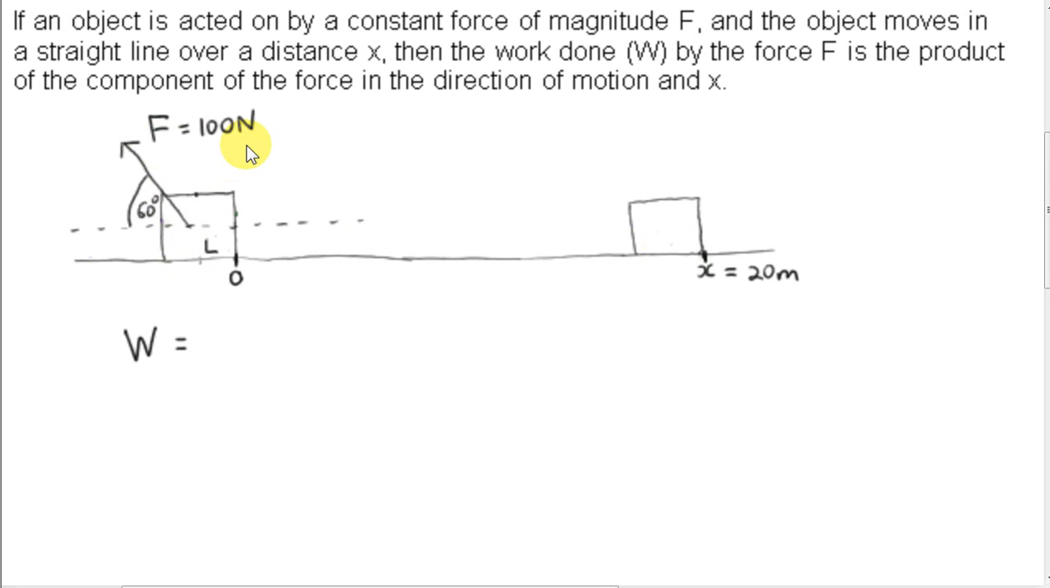Let's get the work done on the object by this particular force. Now again, the object starts here, moves in a straight line path and ends up at x equals 20. Now we want a component of the force in the direction of motion. Okay, so if we project the tip of this vector down onto the horizontal, we will see now that the component is pointing in a direction that's opposite to the direction of motion. So we could multiply 100 by cos 60 to get the magnitude of this vector.